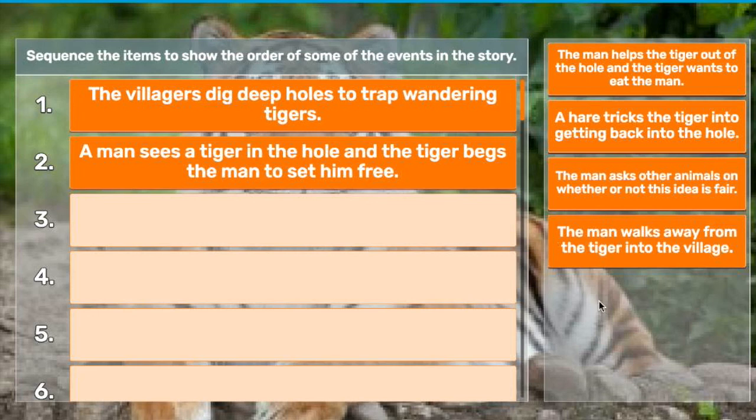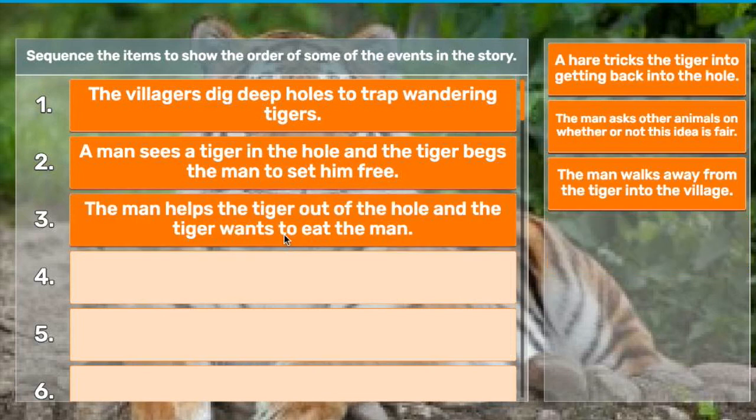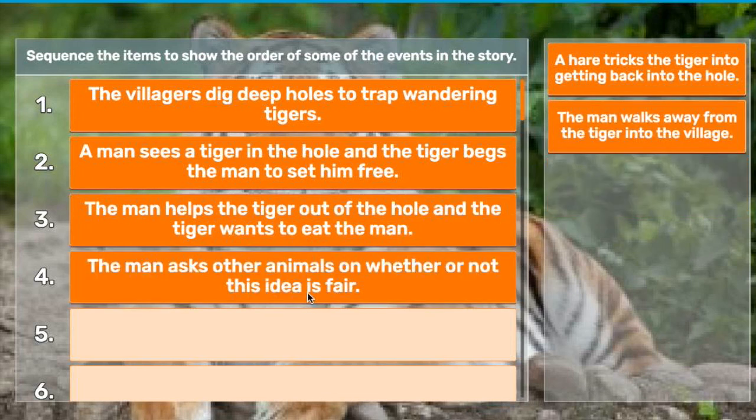So I think this is the second event that happens in our story. Now, those are the 2 events that happen in the beginning. So now I need to look for the middle. I know that when the man helps the tiger out of the hole, the tiger wants to eat the man. That does happen in the middle. So I'm going to put that as number 3. So now I have left the hare tricks the tiger into getting back into the hole. The man asks other animals whether or not this idea is fair. Or the man walks away from the tiger into the village. So I know that before the hare tricks the tiger, or before the man walks away, the man asks other animals to judge. So I'm going to put that as number 4.